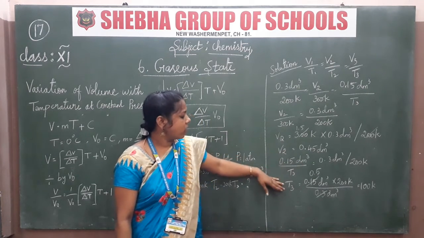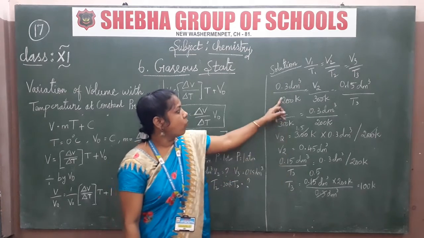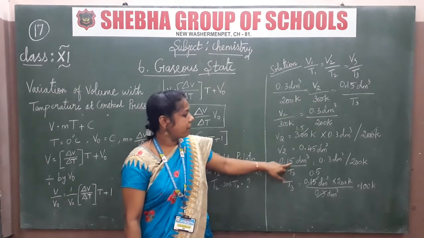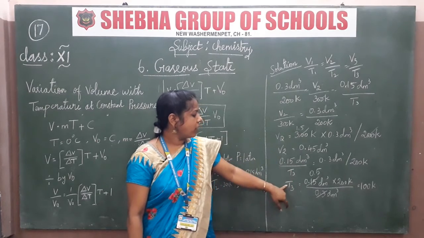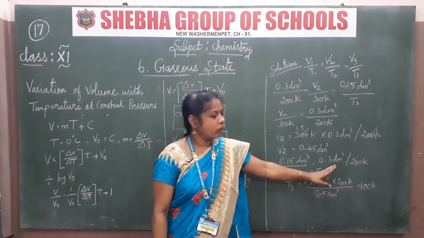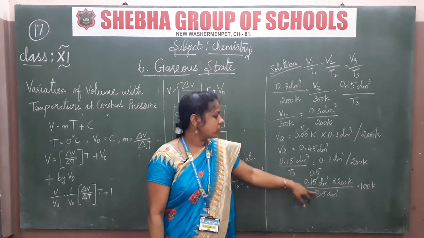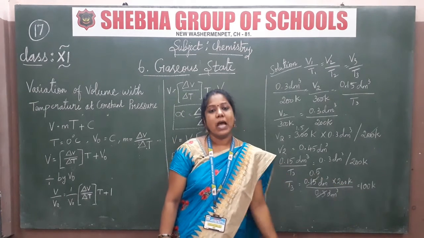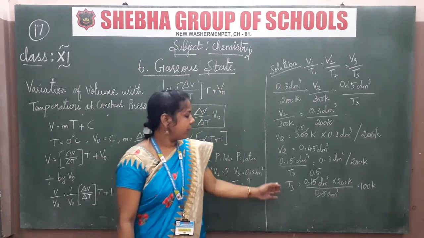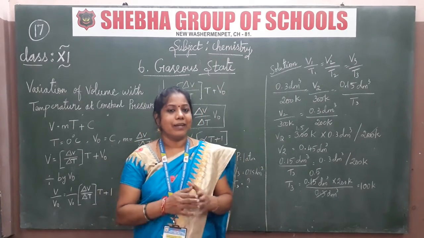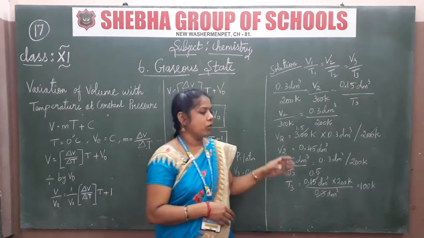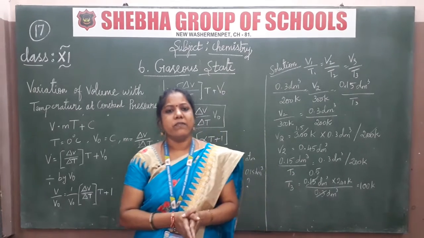Likewise we can find out the T3 value also, 1 and 3. So compare 1 and 3. For T3 we have to write down and rearrange the calculations. Finally we have to cancel the dm cube values and then the remaining is 100 Kelvin. So the temperature we can get for T3 and V2 also. So this is the simple way to understand.